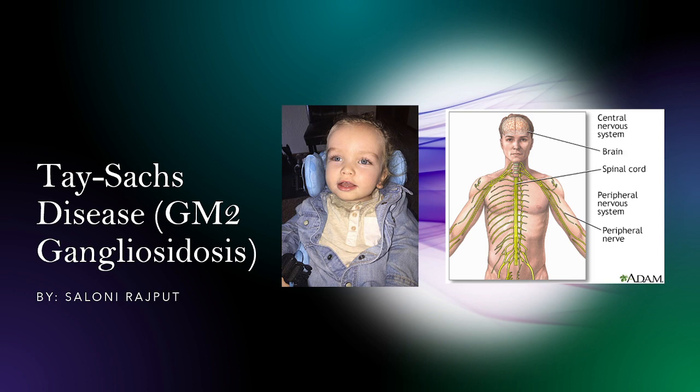Imagine being startled by the slightest noise and having a life expectancy ranging from 2 to 6 years. That is Tay-Sachs disease, or the symptoms of Tay-Sachs disease. Here you can see an infant with Tay-Sachs and the places that are commonly affected by Tay-Sachs.